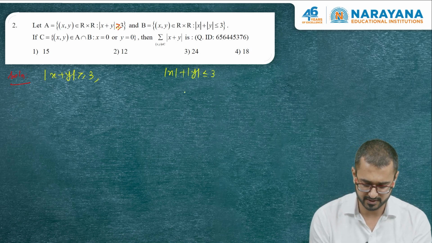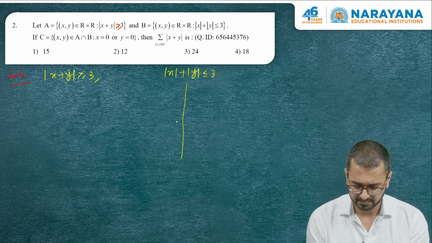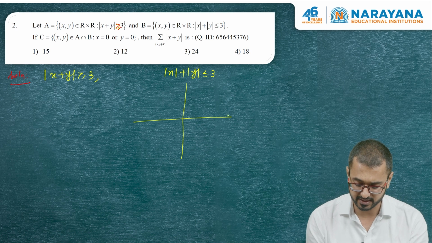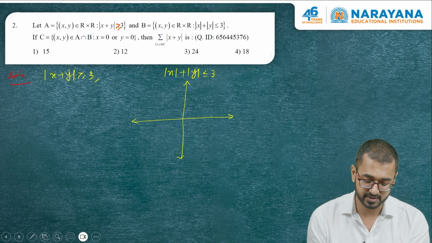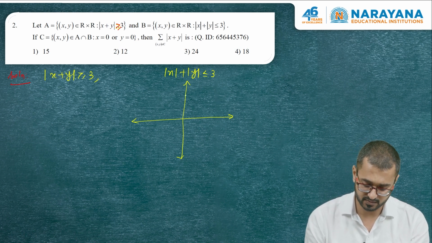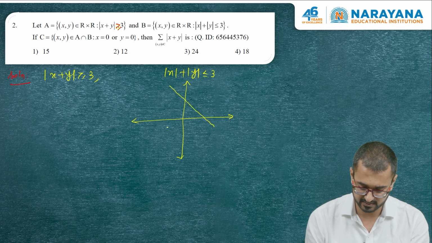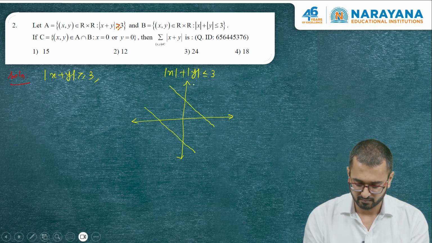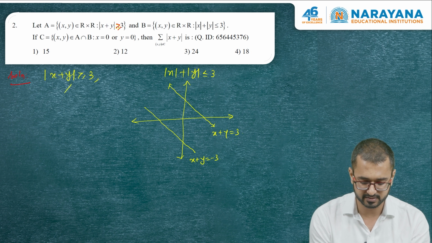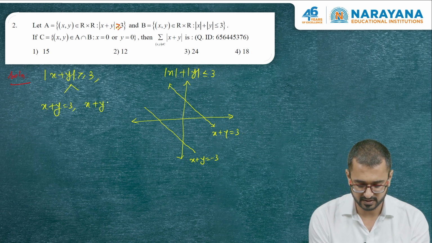So if I try to draw it, we just plot set A and set B both in the same diagram. Mod of x plus y greater than or equal to 3 means x plus y greater than or equal to 3 or x plus y less than or equal to minus 3. So it would go somewhat like this. This line is x plus y equal to 3, and this is x plus y equal to minus 3. We have opened this, so we got two lines.